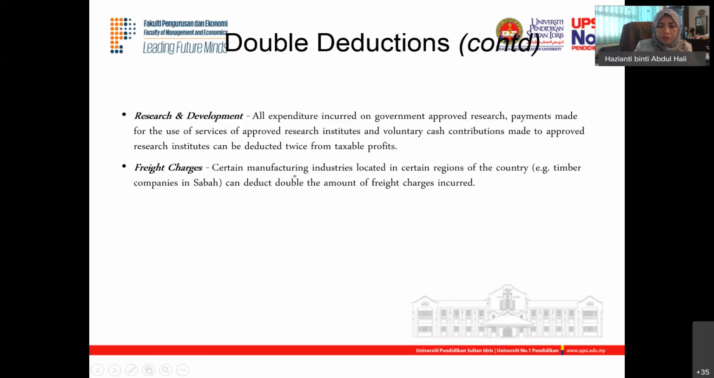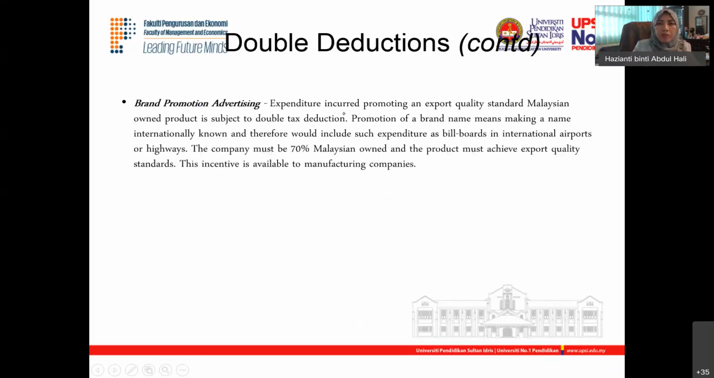Freight charges, okay. And brand promotion advertising. This is another one. If there is an export quality standard Malaysian owned product, sent overseas for export, then it is also subject to double tax deduction. So this is to promote Malaysian products. Batik and so on. Including billboards at international airports or highways, but the company must be 70% Malaysian owned. Company owned by foreigners cannot enjoy this incentive.